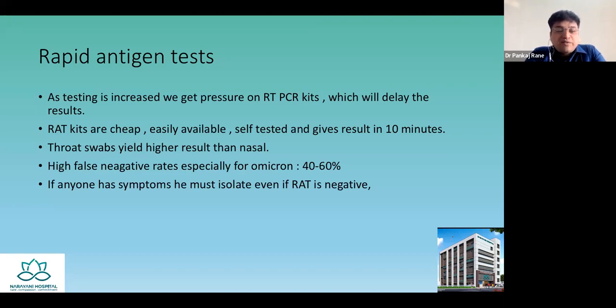There is a high false negative rate in rapid antigen test, especially for Omicron, about 40 to 60% negative. False negative म्हणजे काय की पेशंट पॉझिटिव्ह असेल, त्याला इन्फेक्शन आहे आणि टेस्टने ते निगेटिव्ह रिपोर्ट देणे.